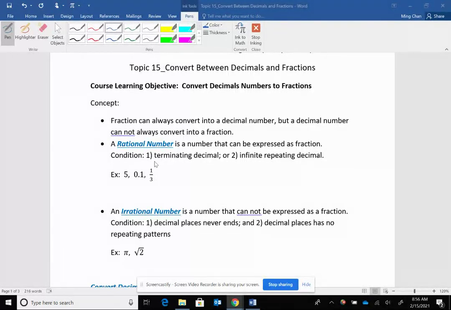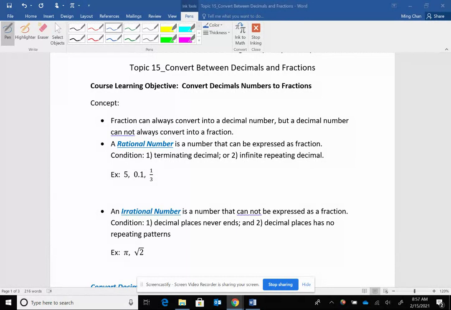Two conditions. Number one, you've got to have a terminating decimal. For example, in my 0.1 here, what's behind the one is actually zero. So basically, you can say the decimal places end at one. This is what I mean by terminating decimals, because your decimal places end somewhere. Those numbers are considered rational numbers, and they can be converted into a fraction.